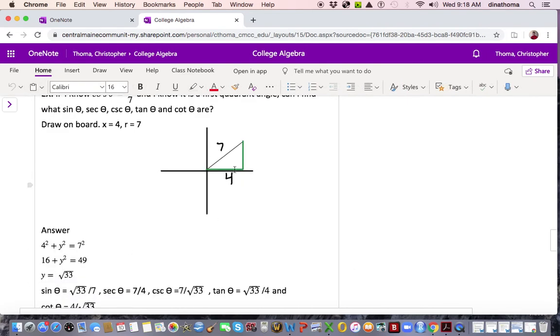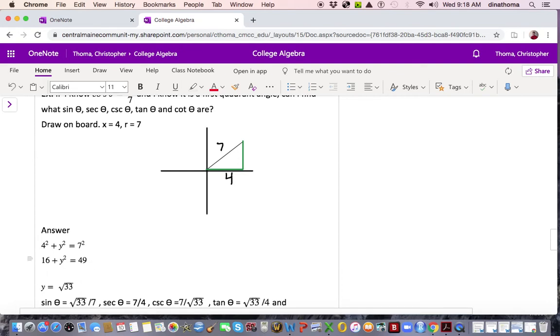So first thing we've got to find is our y. So we use our Pythagorean theorem. 4 squared plus y squared is 7 squared. So 16 plus y squared is 49. Subtract 16, I get 33. To get rid of the squared, I take the square root. So basically I subtracted 16 from both sides. So y squared equals 33. Again, that's supposed to be a little y.